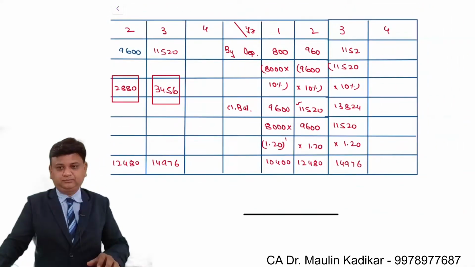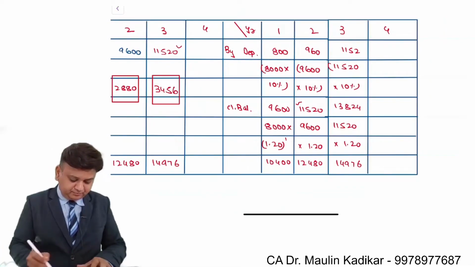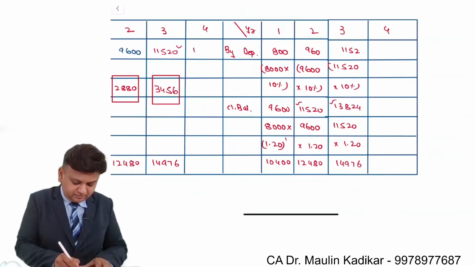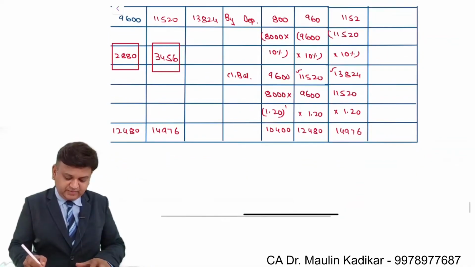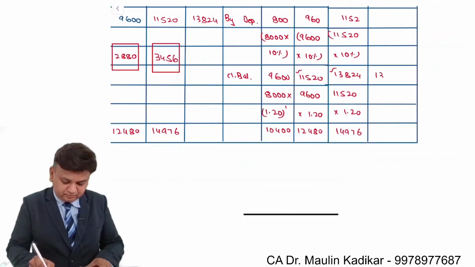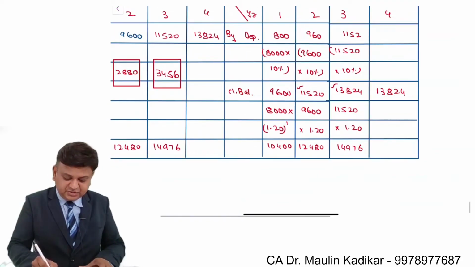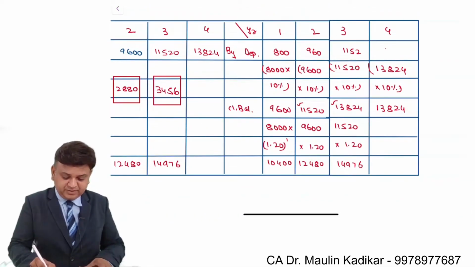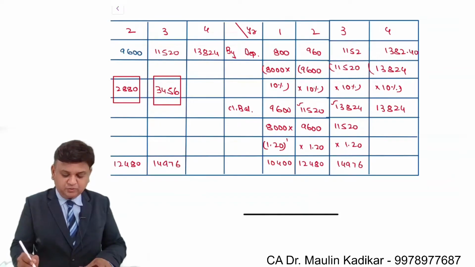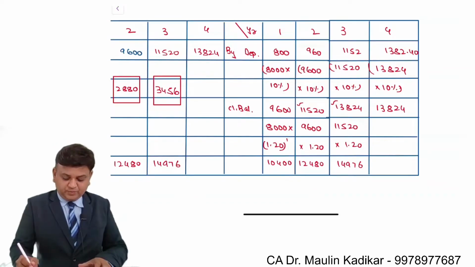For the fourth year, the opening balance will be 13824. That is closing at the end of the third year. The closing for the fourth year will be 13824. Depreciation will be 13824 into 10%. So what will happen? The amount of the depreciation is 1382.40 and the opening and closing are same.